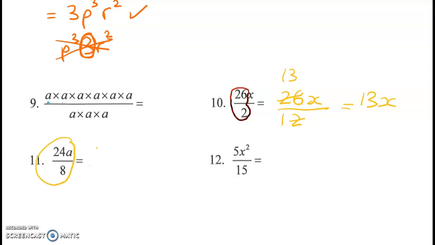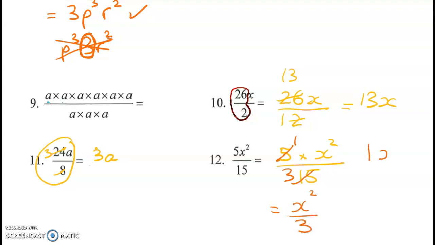24 divided by 8 is 3. So we've got 3a for this one. In the next one, we can write that out as 5 times x squared divided by 15. Well, 5 over 15 simplifies to give me 1/3, and I end up with x squared divided by 3, right? Remember that we don't write the 1 in the 1x squared, right? That can just magically disappear. There, it's gone. Okay, so that's number 12.